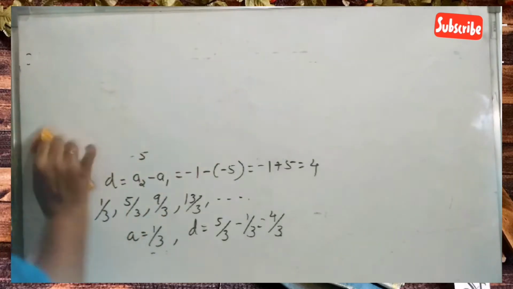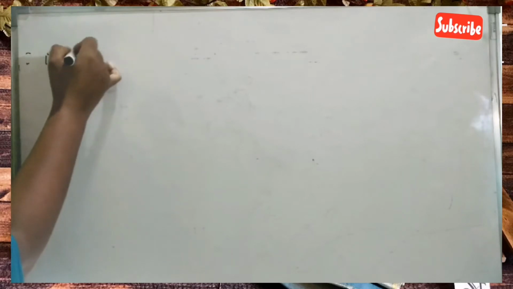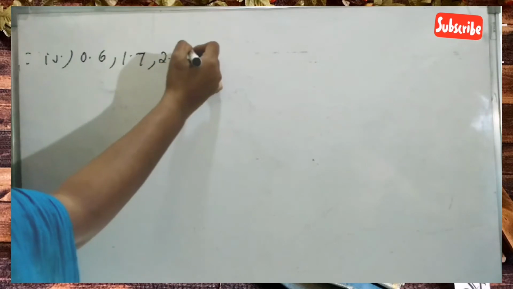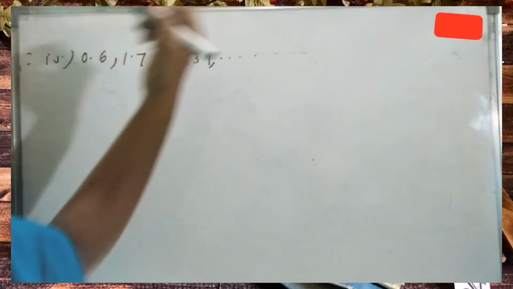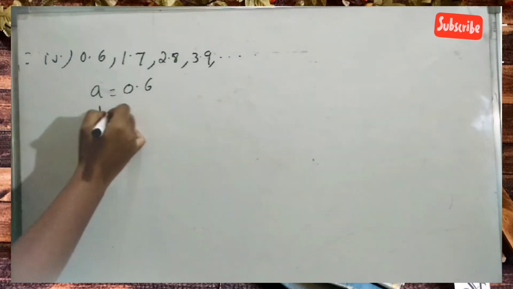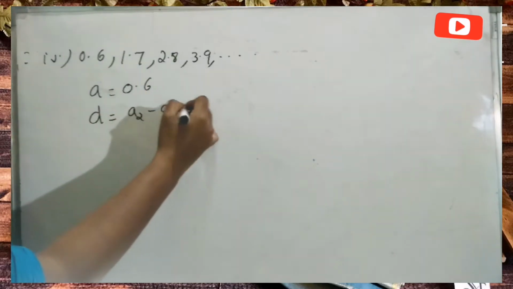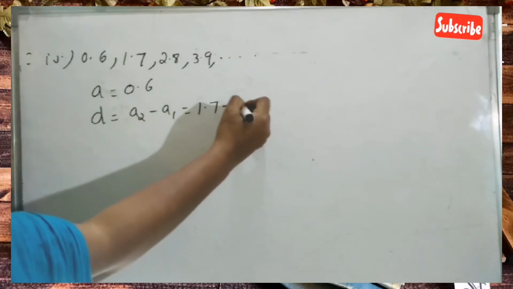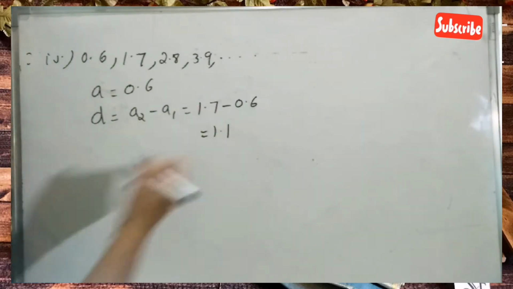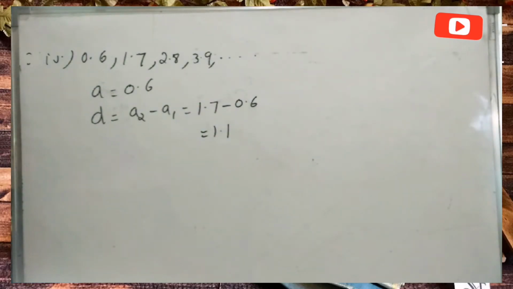Fourth sub question, 0.6, 1.7, 2.8, 3.9, etc. Here the first term A is equal to 0.6 and D is equal to a2 - a1, that is 1.7 - 0.6 is equal to 1.1. So the common difference for this AP is 1.1 and the first term is 0.6.